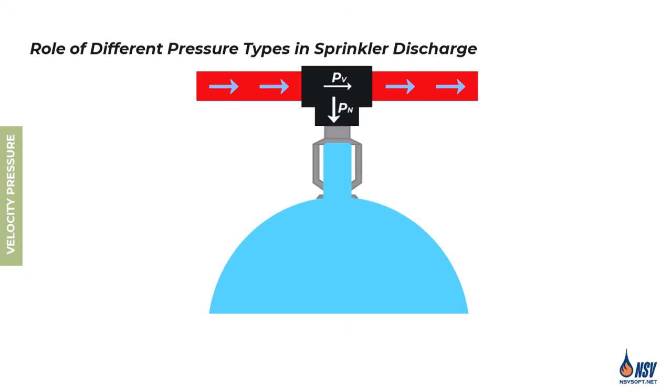However, in all other configurations where water reaches the sprinkler from only one direction, only the normal pressure is responsible for the discharge. In those cases, the velocity pressure does not contribute to the sprinkler's discharge flow. Although we usually ignore the velocity pressure because its value is very small, when we do account for it in advanced hydraulic calculations, we can actually reduce the calculated system demand.